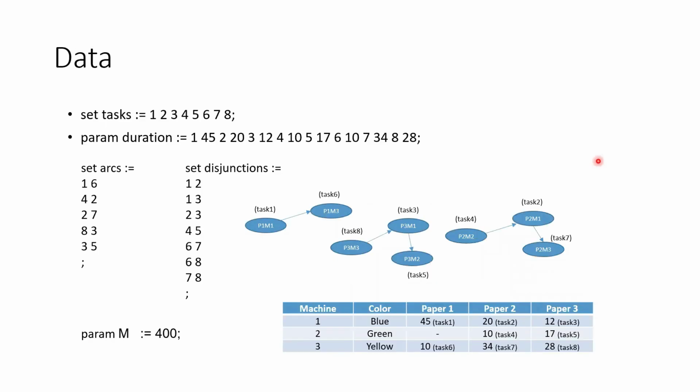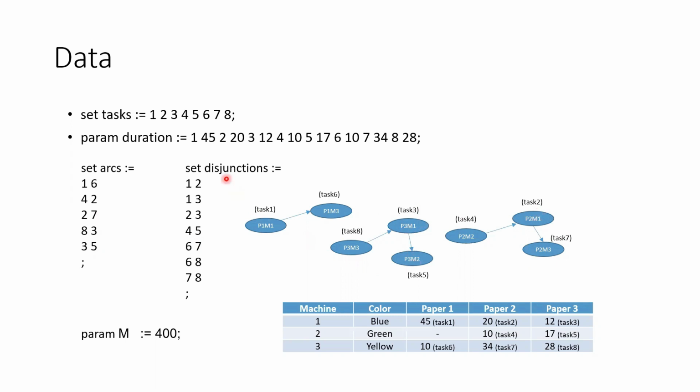We define the data. We have a set of 8 tasks, and then we have the duration for each task. So we define the tasks and the duration parameter. Then we have the set of arcs, where task 6 is preceded by task 1, task 4 precedes task 2, and task 2 precedes task 7. Similarly, task 8 precedes task 3, and task 3 precedes task 5.